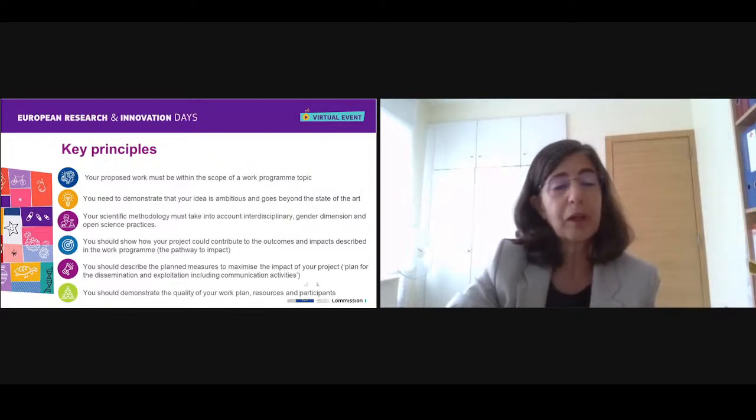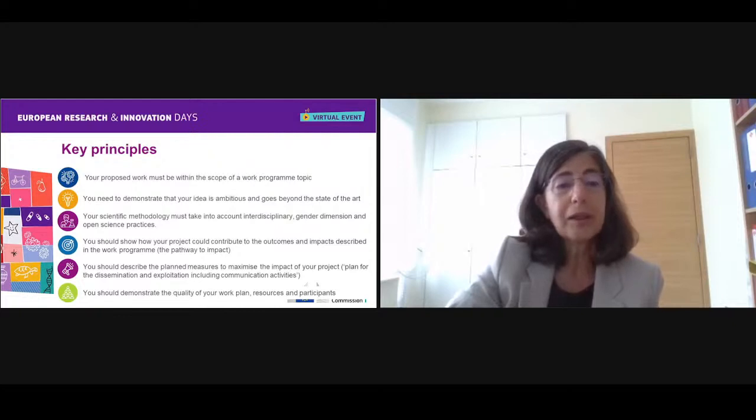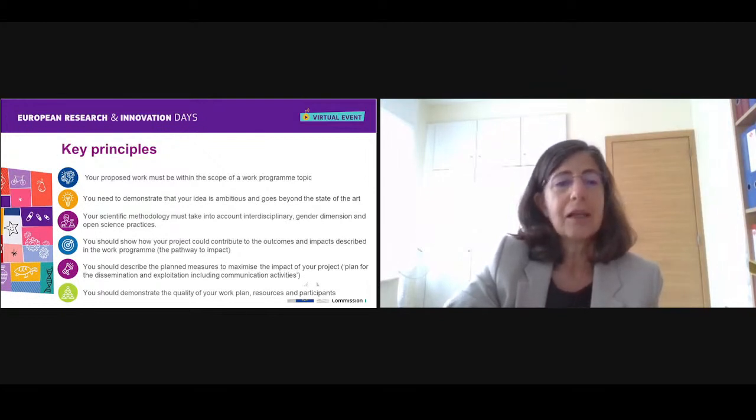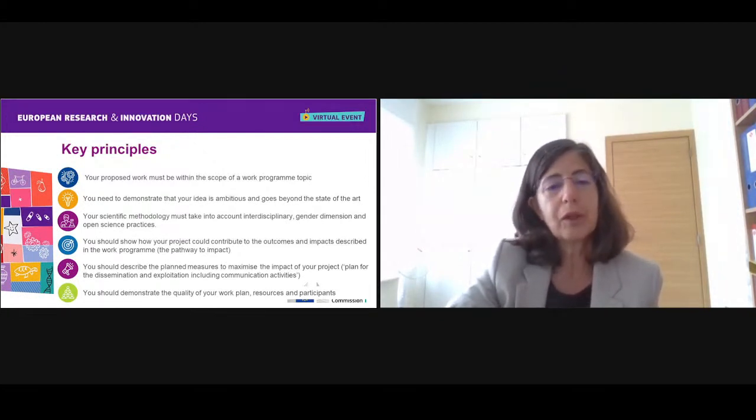So the key principles that you need to take into account to write the proposal in Horizon Europe. The first one, and this is particularly important for Pillar 2, is that you are answering a call for proposals. So you are sending your proposal to a topic which is very prescriptive in most of the cases. So you need to take care that your proposed work is in scope with the topic to which you are submitting your proposal. This is very important, in particular in Pillar 2.